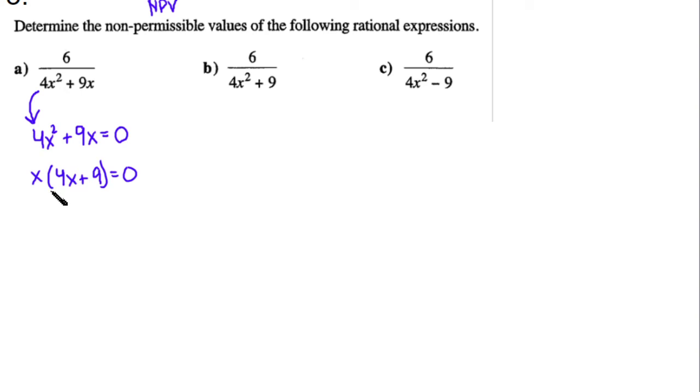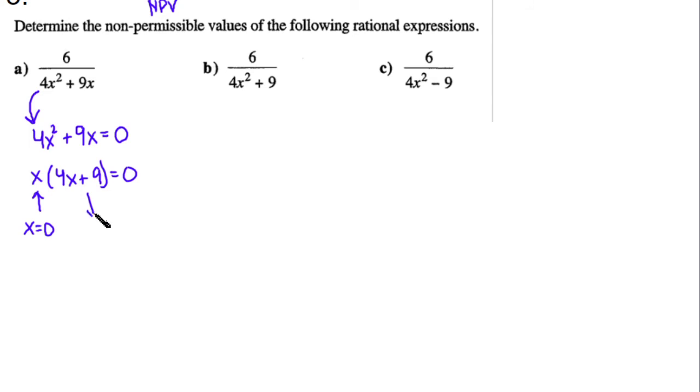And then we can use the zero product theorem here, which states that if you have two factors that are being multiplied, here the two factors are x and 4x plus 9, if any of the factors equals 0, the whole thing equals 0. So in this case, if x equals 0, the whole thing equals 0. 0 times anything is 0.